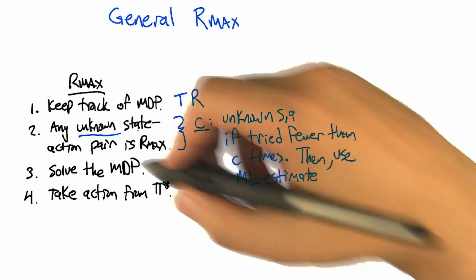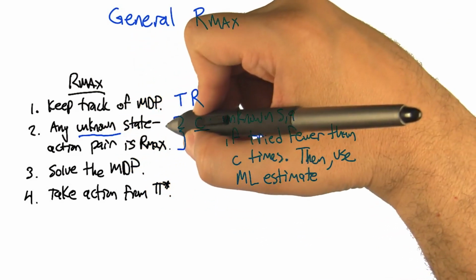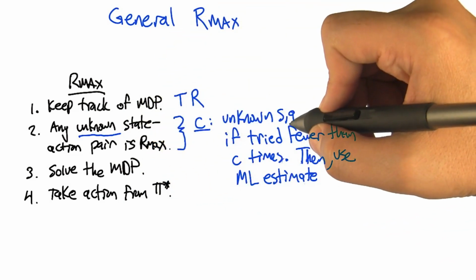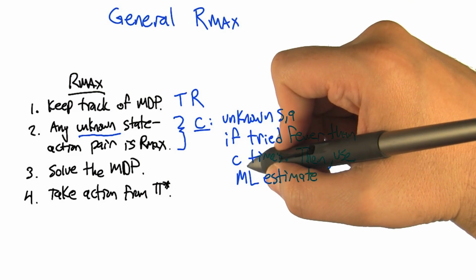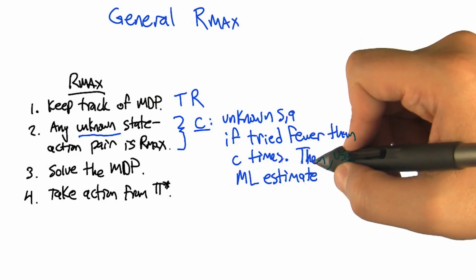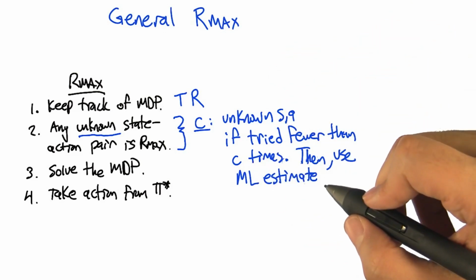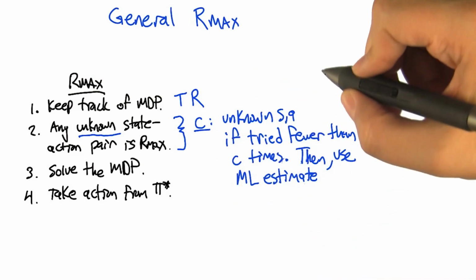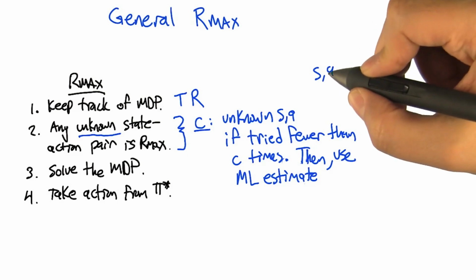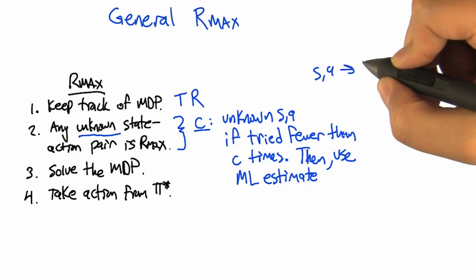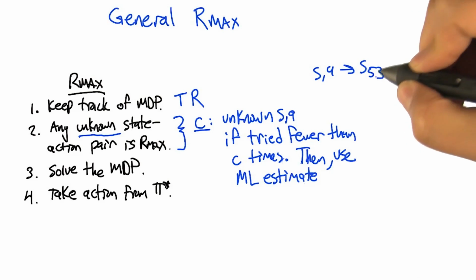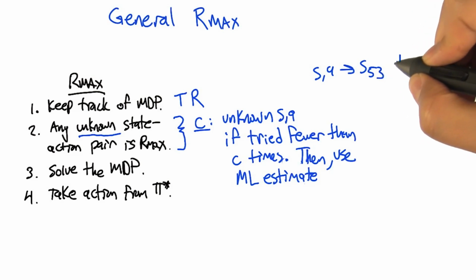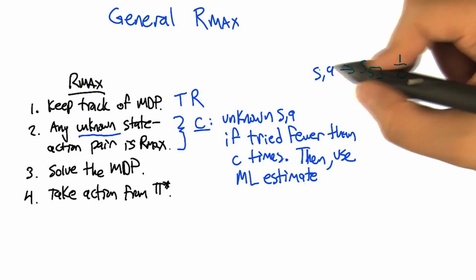Just right, yeah. So the way that we're defining unknown here is that we have some parameter C, and we consider a state action pair s,a unknown if it was tried fewer than C times. After that point, we switch over to the maximum likelihood estimate. So we've tried it C times, and we went from state s with action a to some state, s53. If we only did that once, then we're going to estimate a probability of 1 over C for getting that transition.